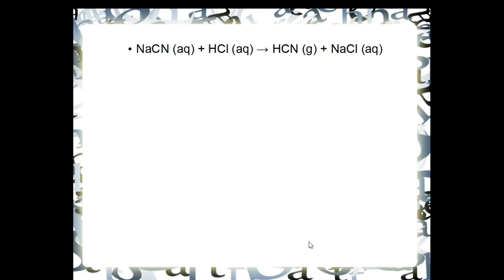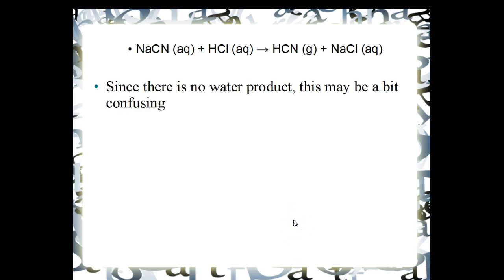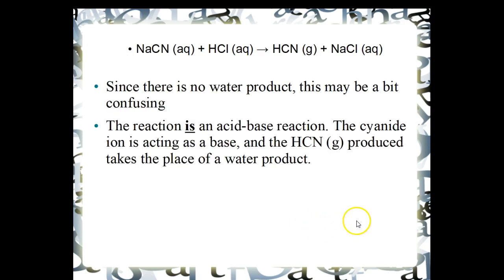This reaction, sodium cyanide reacting with hydrochloric acid, forms hydrogen cyanide gas and sodium chloride aqueous. It may be a bit confusing since there's no water product. It is, however, an acid-base reaction. The cyanide ion is acting as a base instead of hydroxide, and the hydrogen cyanide gas produced takes the place of a water product. So this is an acid-base reaction, even though it's a little unusual since cyanide is there instead of hydroxide.